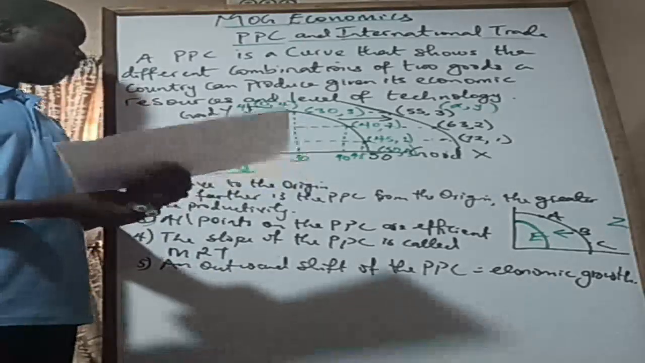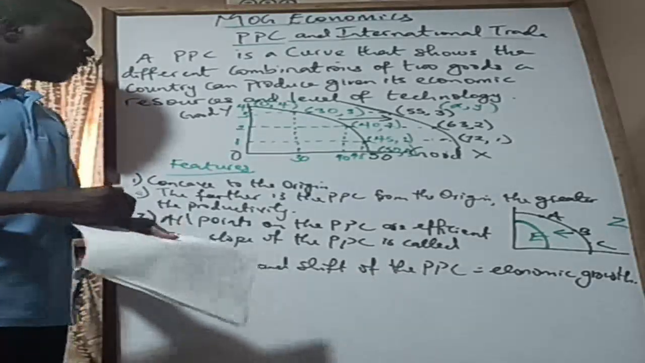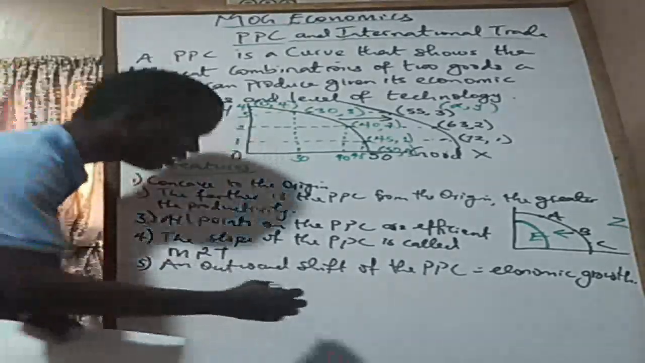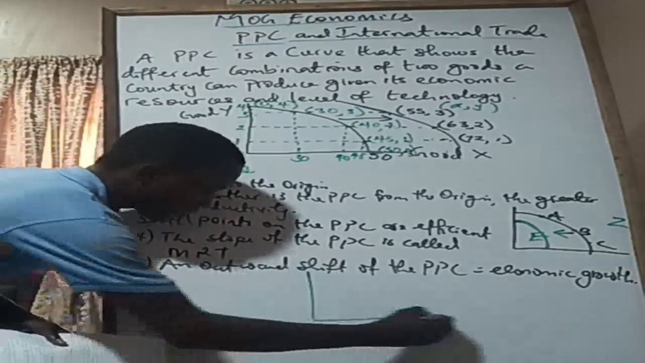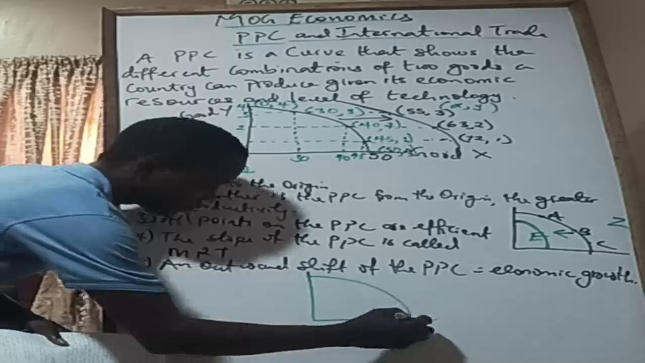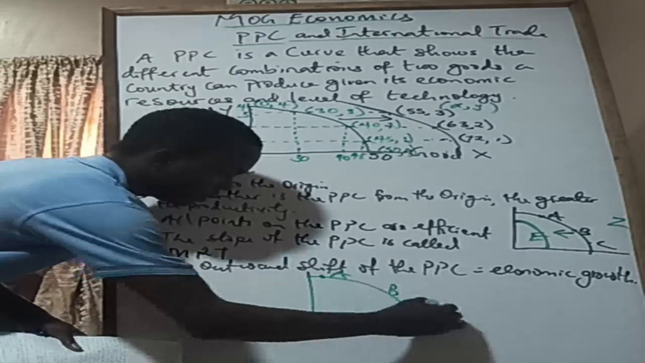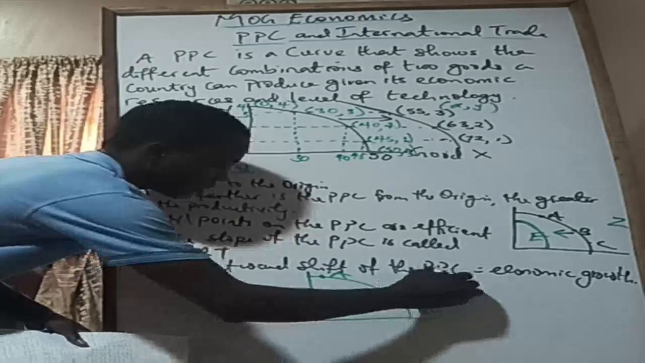Okay, so that's that. Now let's even say that your curve was not shifting. Let's say you just have this. This is the PPC, right? You have points A, B, C, then you have point E, and then you have point F.